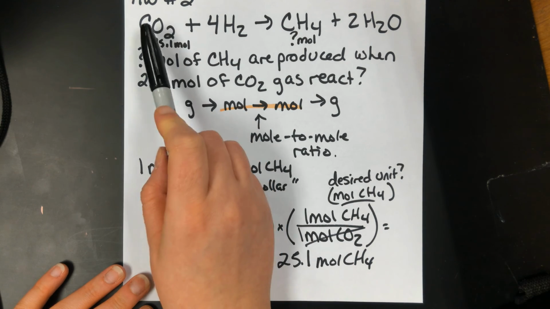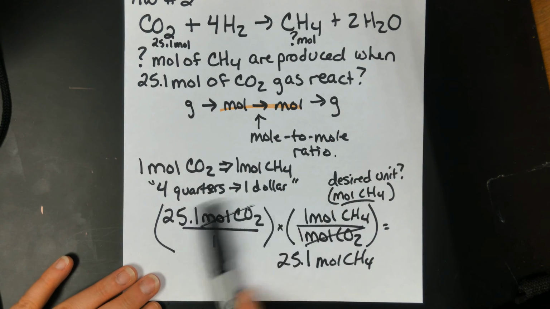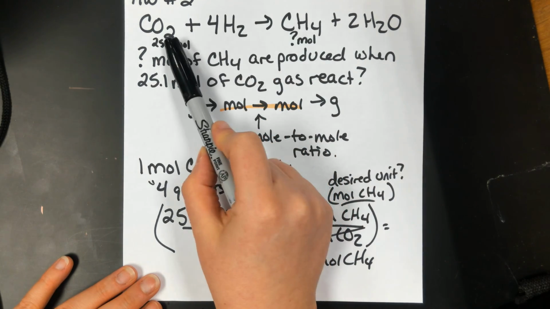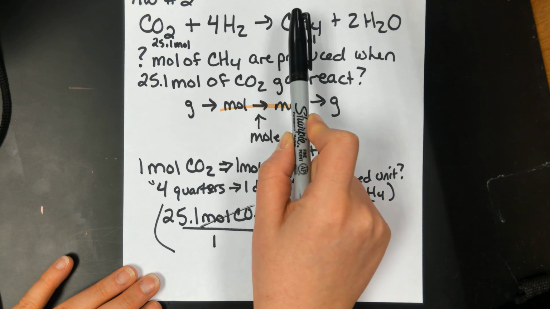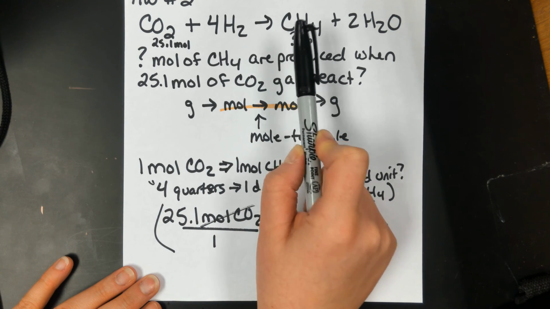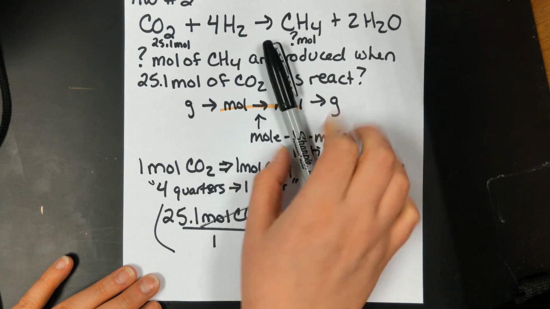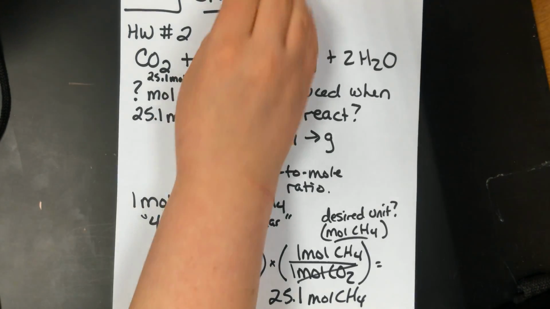This one, they were already in moles, so I could just compare moles to moles. So did we have to do all this math? Maybe not. Because if you look up here, you know there's a 1-to-1 ratio. So 1 mole of CO2 will produce 1 mole of this. If I have 25.1 of this, I'll get 25.1 of this. So that is the long and short of mole-to-mole ratios for balanced reactions.